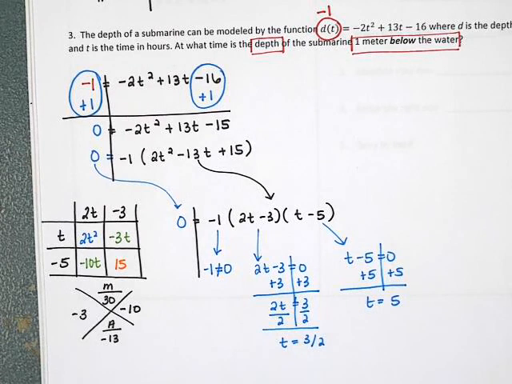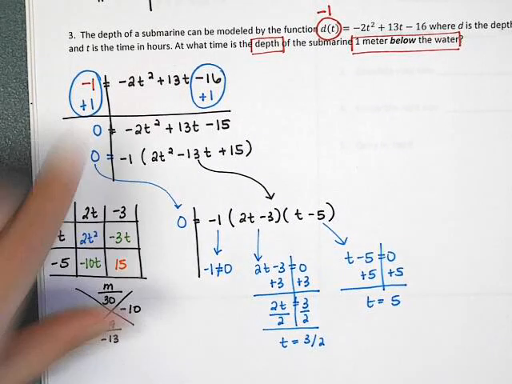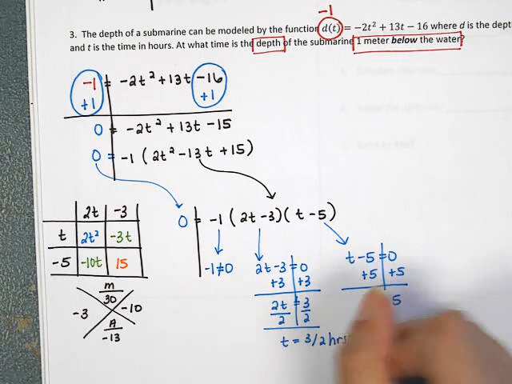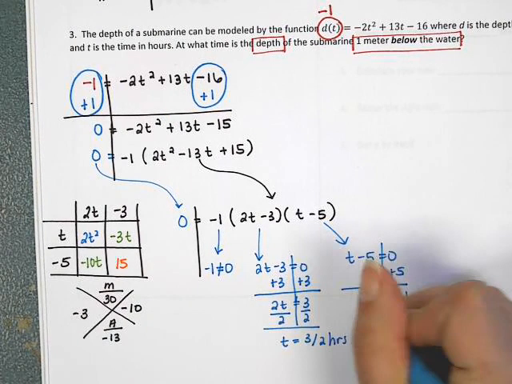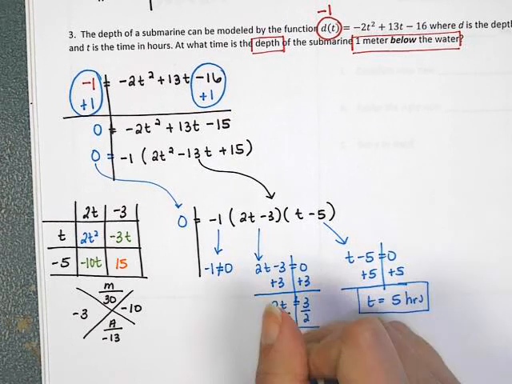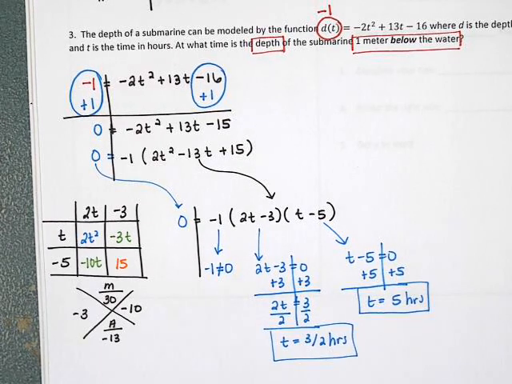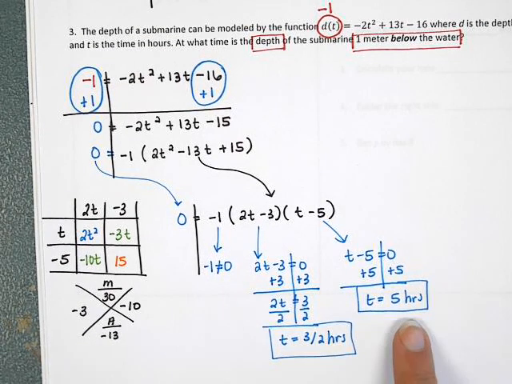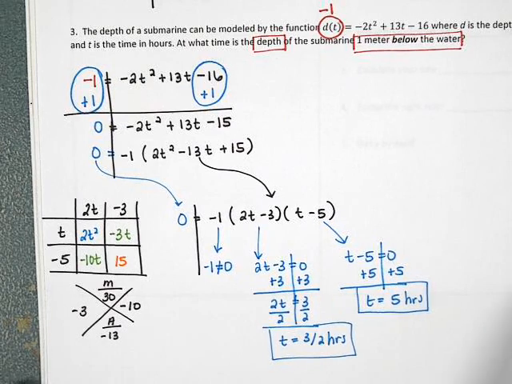Now it says here in the original problem that t is the time in hours. So I'm going to add a label of hours here and hours here. So I'm going to be exactly 1 meter below the water at 3 over 2 hours, which is 1.5 hours, and at 5 hours.